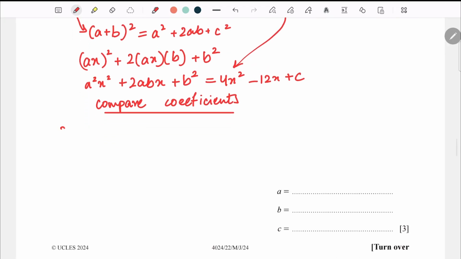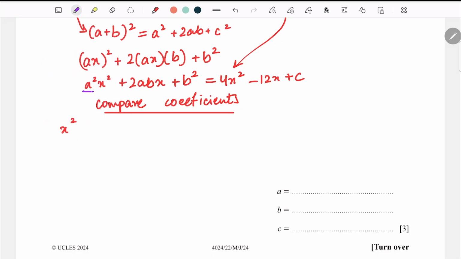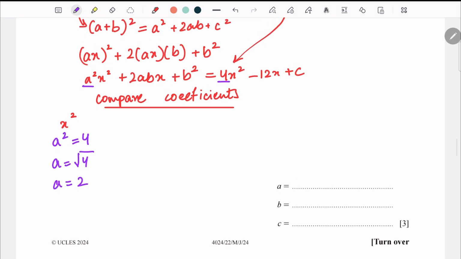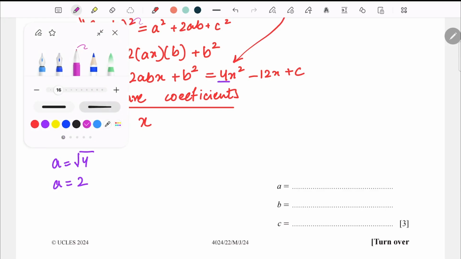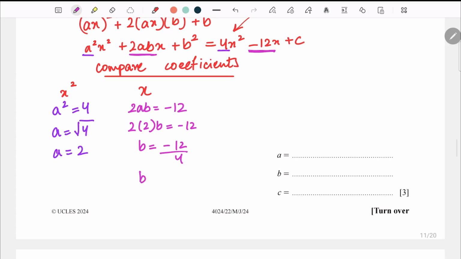First, I'm going to compare the coefficients of x square, which are a square and 4. So a square is equal to 4. A will be equal to under root 4, which is equal to 2. Then if I compare the coefficients of x, I'll be getting the coefficient of x is 2ab, and on the other side it is minus 12. So 2ab is equal to minus 12. A will be replaced by 2. So b is equal to minus 12 divided by 4, which will be equal to minus 3.